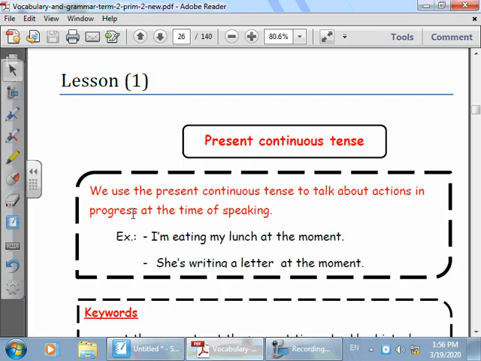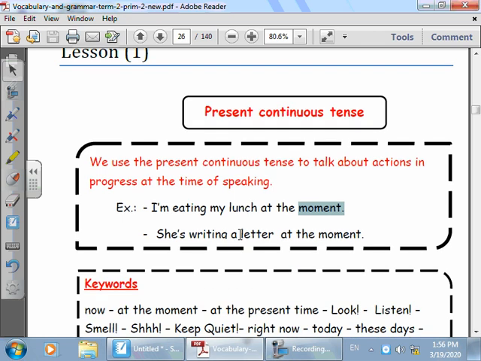Okay, when do we use the present continuous tense? We use the present continuous tense in order to speak about actions that are happening at the moment or happening during the time of speaking. For example, I'm eating my lunch at the moment. At the moment here means now. I'm eating my lunch now.